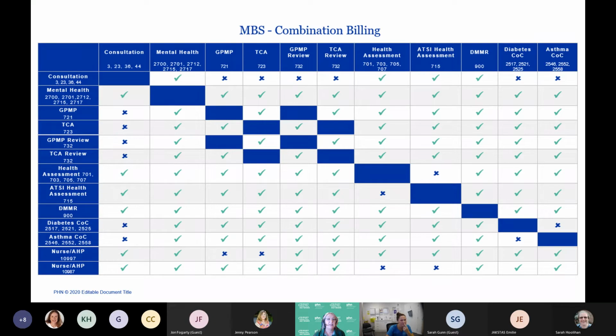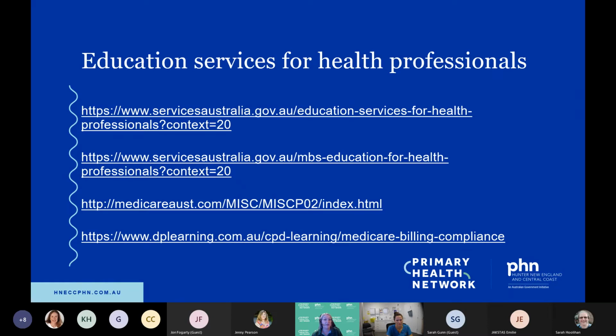And this one here is just a bit of a guide for combination billing, so what you can and can't bill together. I've just added that little one in there to help you understand the appropriate billing. I've also included a few links in here, so feel free to go in, have a look, have a read up. There are some good training modules in amongst that.